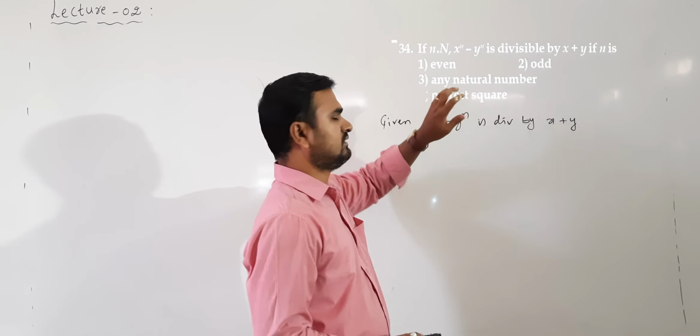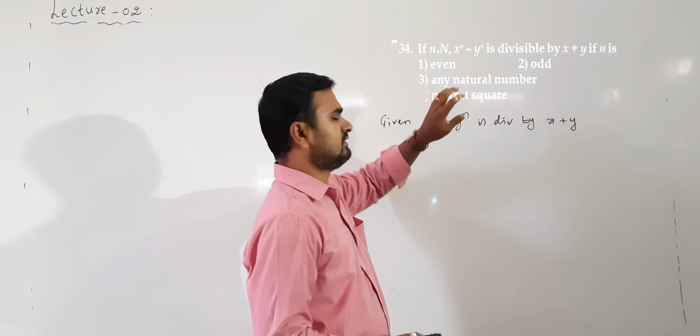So we'll verify. Let us take for all natural numbers given. So let us take n equal to 1 and see is it divisible or not. x power n minus y power n, x minus y is divisible by x plus y. Is it correct? x minus y is divisible by x plus y. It is wrong. Okay. So this is wrong means we cannot take n as 1. So we cannot take n as 1 means what options we can eliminate?